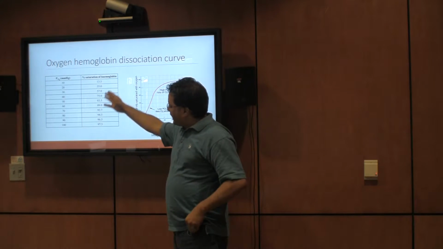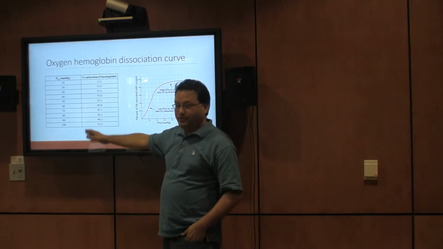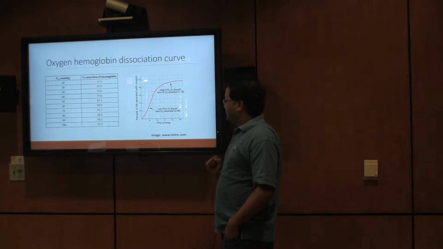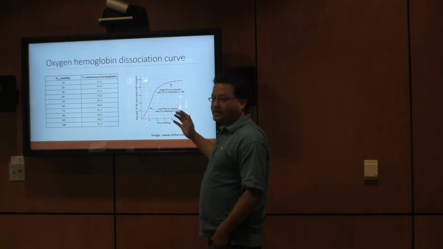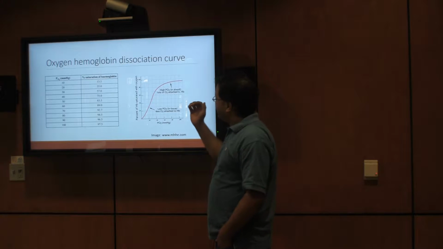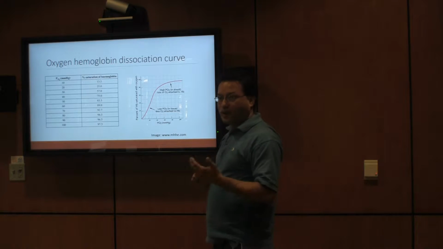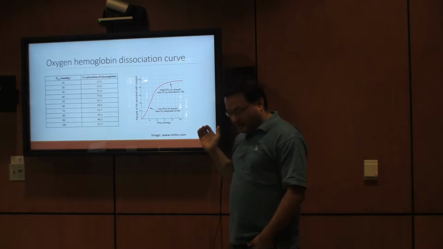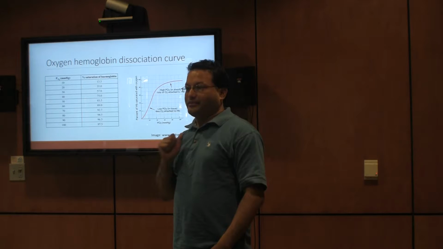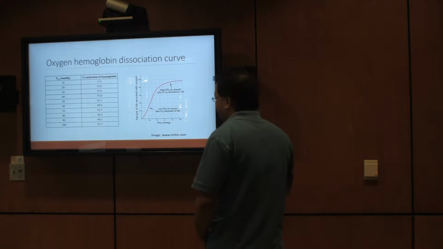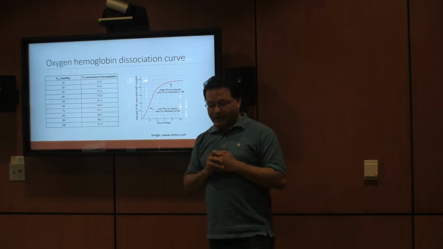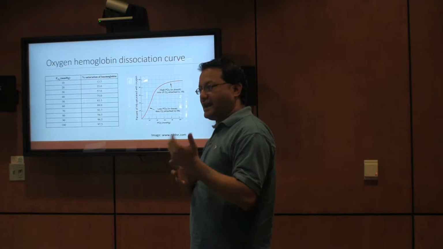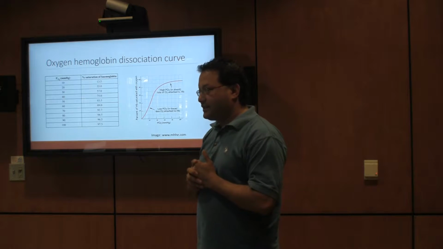So when we plot these values, and there are different values in between, with the partial pressure of oxygen on the x-axis and the percentage of hemoglobin saturation with oxygen on the y-axis, you get a curve. And this is a sigmoid shaped curve. Why is it a sigmoid shaped curve? Because as I told you before, hemoglobin has 2 alpha and 2 beta subunits.